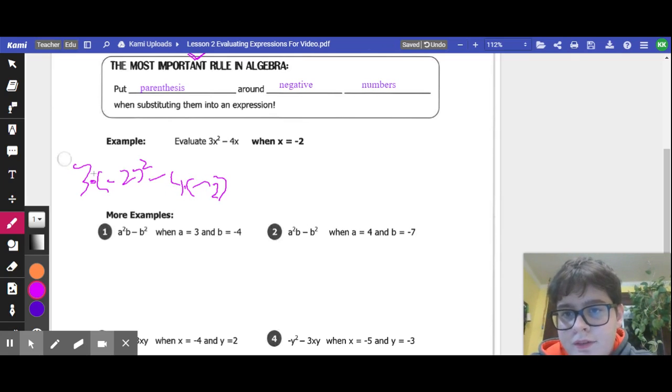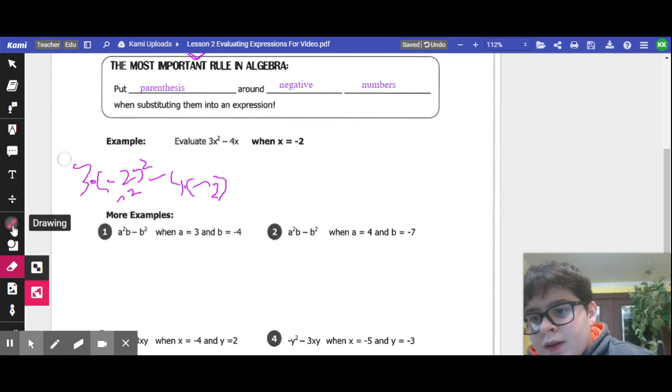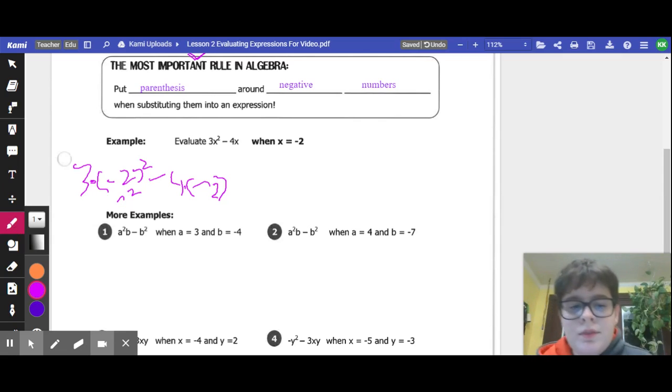Next, we have exponents. We have one exponent, 2. -2 times -2 because of the exponent. So we get -2 times -2. So since they're both negatives, we multiply them together so that we have 4. And remember, negatives cancel each other out when they multiply.